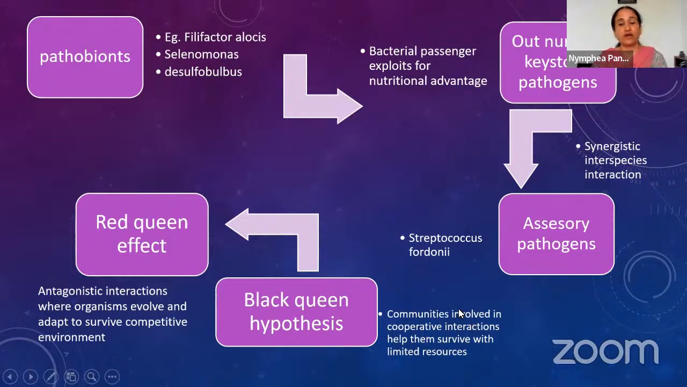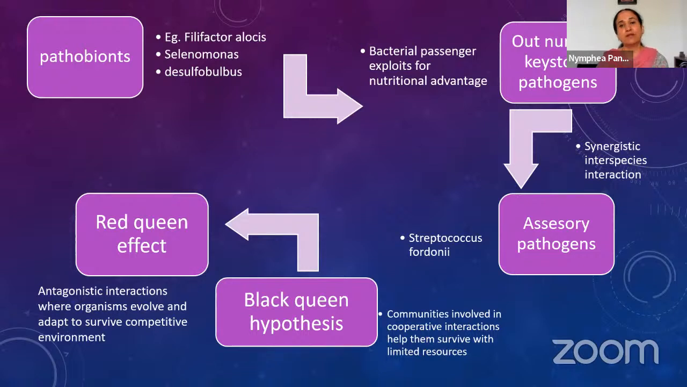If they are trying to have a cooperative relationship, then we call that the black queen hypothesis, and if they have antagonistic interactions, then we call that the red queen effect. So all this was basically directed towards a group of organisms which were the keystone pathogens. Then they incited the pathobionts, then they had interaction with other communities.